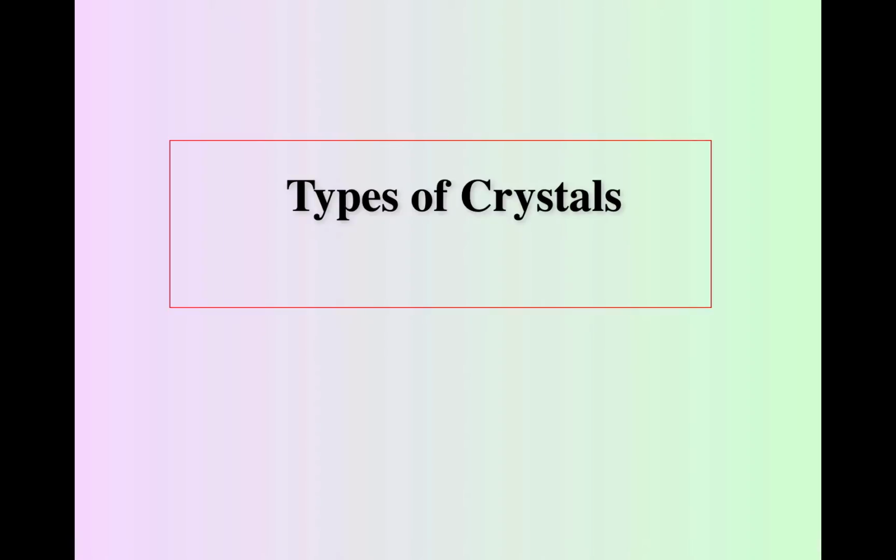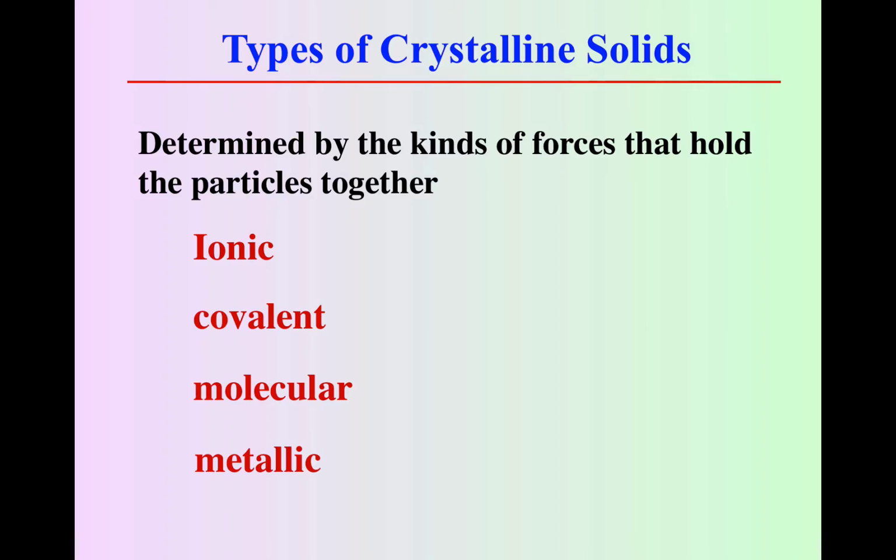All right, the thing we're going to mostly focus on are the different types of crystals. And that's not defined by the shape, it's defined by what kind of bond holds it together. So a crystalline solid is either held together by some sort of Coulombic attraction, a covalent bond.